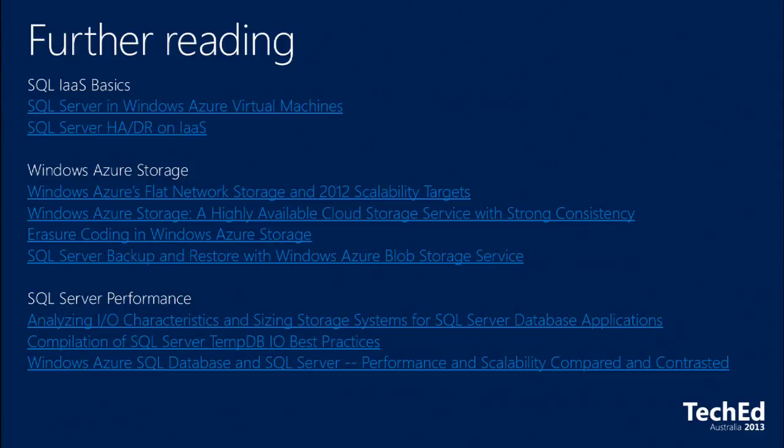I've put in here, just for reference, obviously not to read now, details of how you could go off and do further reading on this. First up, around getting your head around infrastructure as a service. I also put a link there for how to then start looking at high availability and disaster recovery. There are a number of links that cover info about how to work with Azure Storage. And finally, some performance-related white papers that are directly related to how we're working inside an Azure VM.